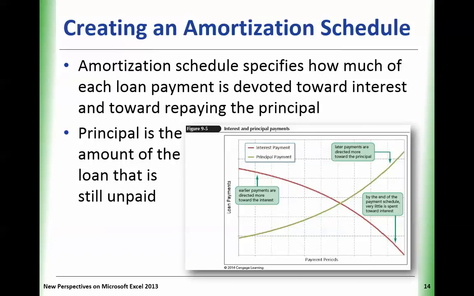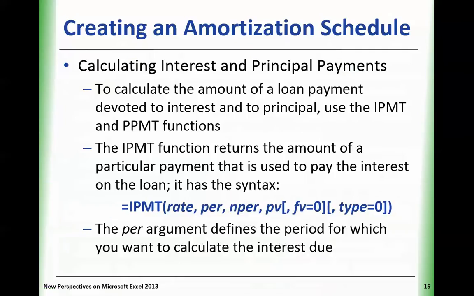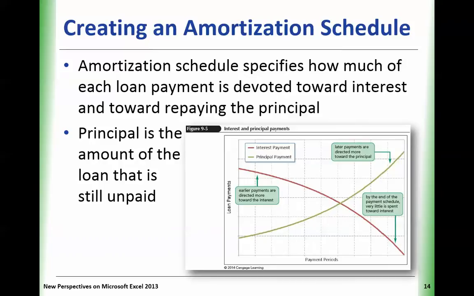If I'm doing an investment, my amortization will take my initial investment plus my returns over time to see when I can hit that goal that I'm wanting. The amortization schedule specifies how much of each loan payment is devoted towards interest and towards repaying the principal. Principal is the amount of the loan that is still unpaid.